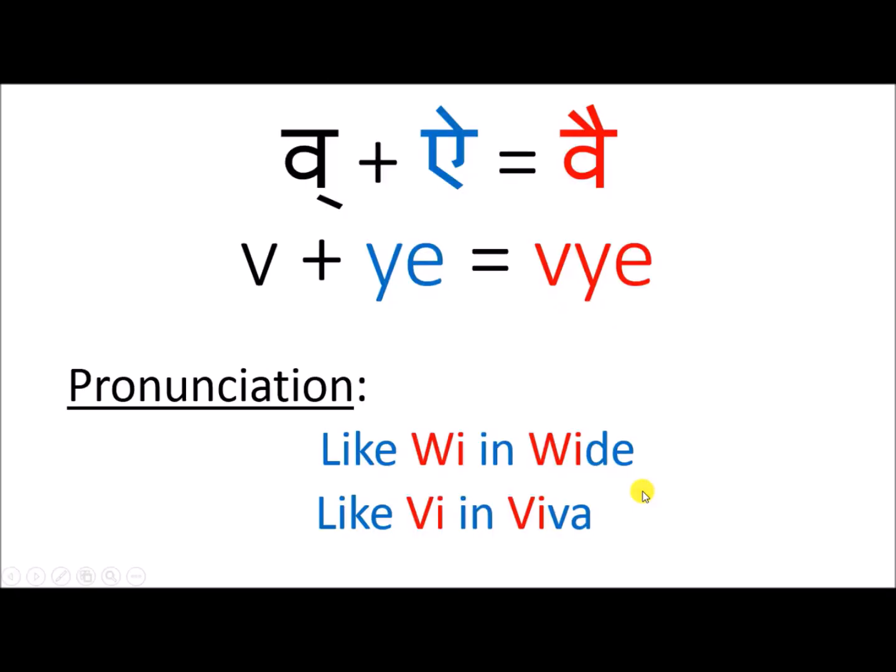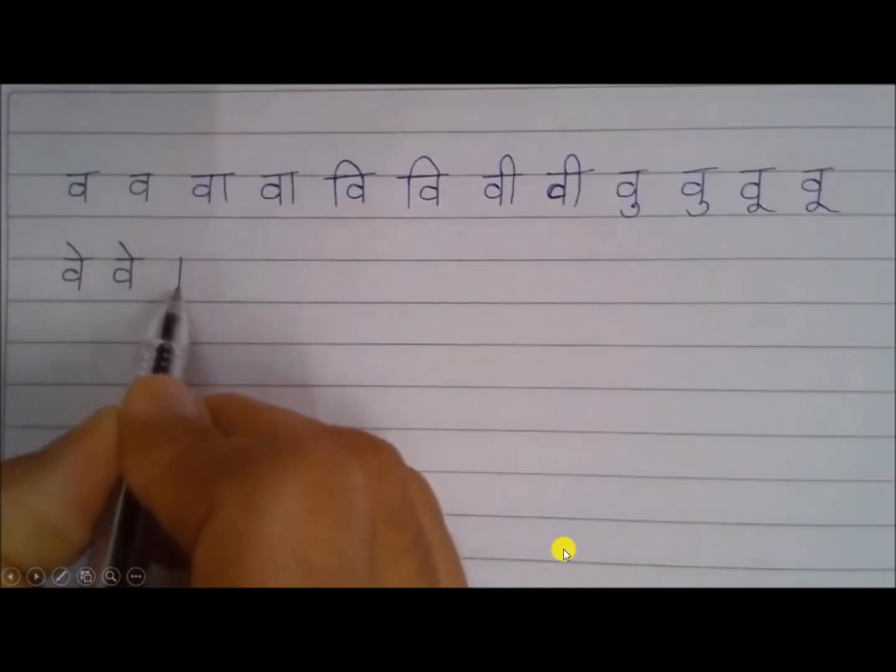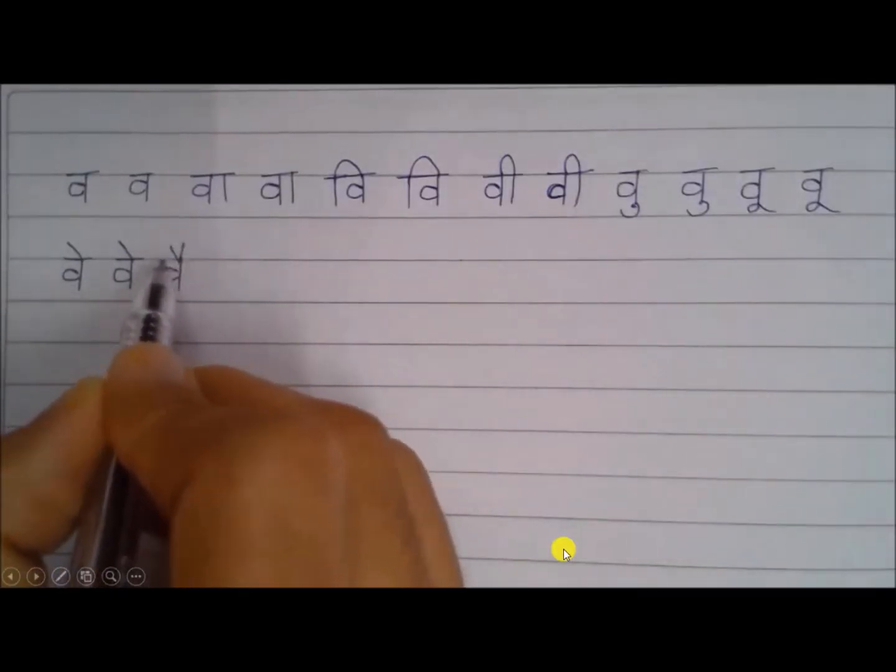Okay. The next sound is Y. We get this sound Y when we add V to I. V plus I equal to Y. And Y is pronounced like W-I in wide, and like V-I in Y-wa. Okay. And Y is written like this.